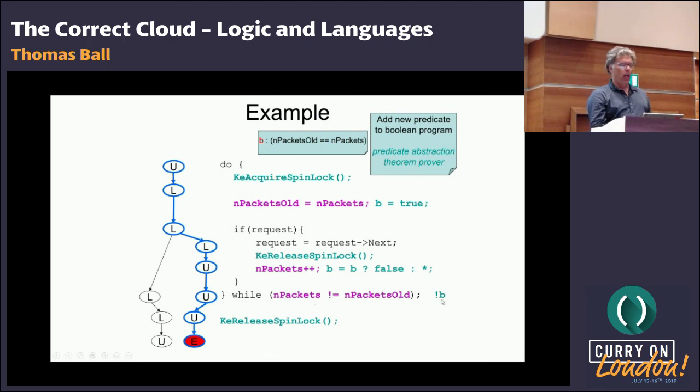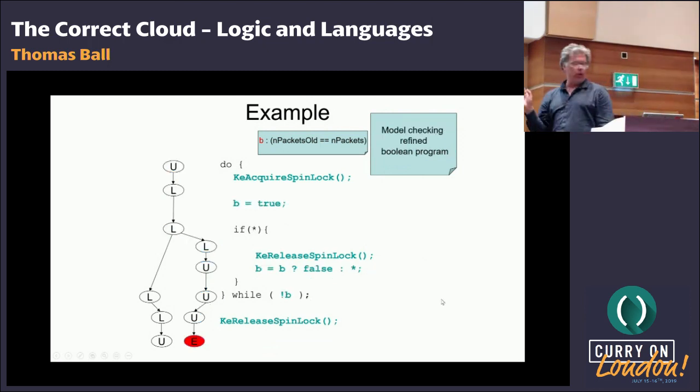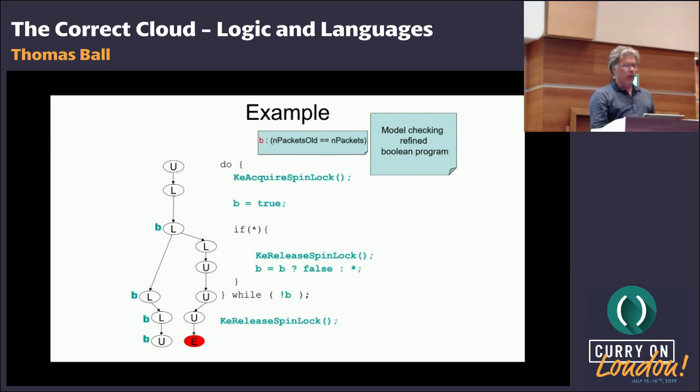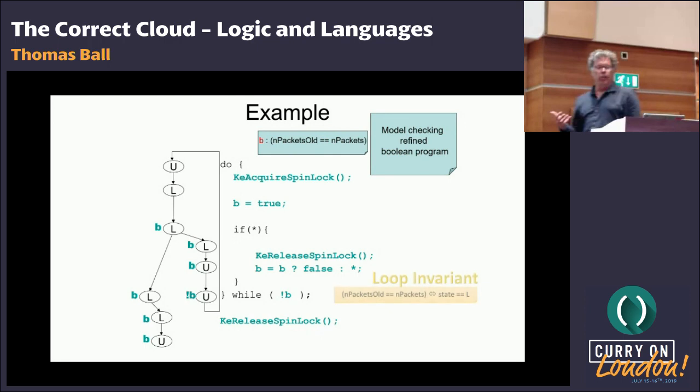Now, if we eliminate everything else again, get rid of all the pointers, and do our model checking, we're tracking not only the state of the state machine, but of the bit B. So along the path that was a good path, B was true, and so the loop actually must exit. It has no choice. And when we get to the release spin lock inside the if, then we negate, B becomes definitely false, and so the loop must iterate. And now we actually reach a fixed point, and that's because we've automatically discovered a loop invariant. That is, the state of the state machine is locked if and only if nPacketsOld equals nPackets.